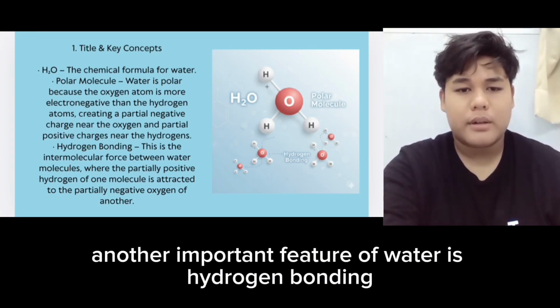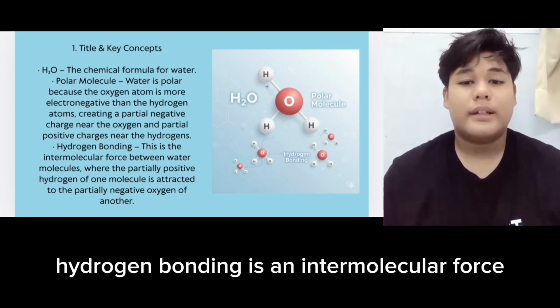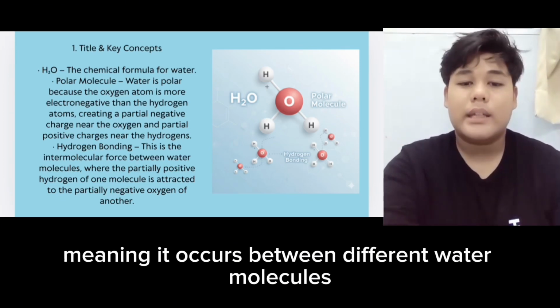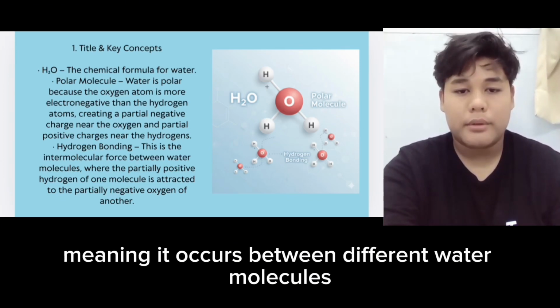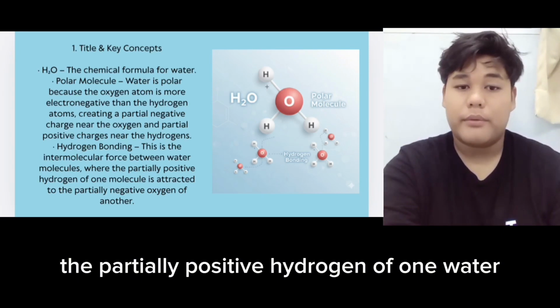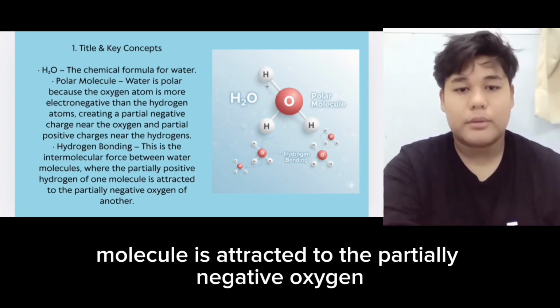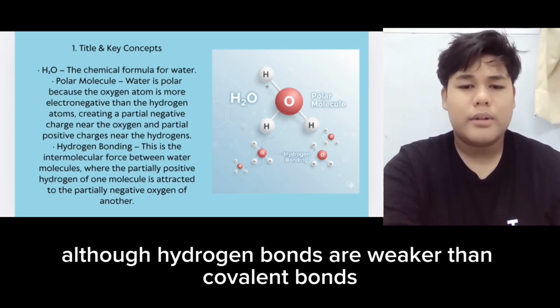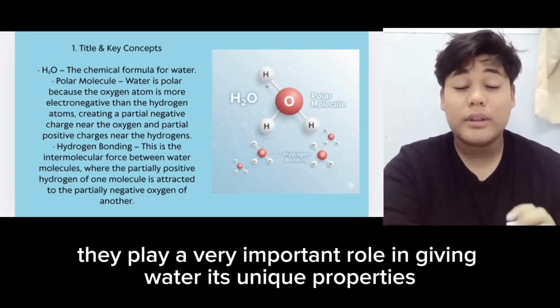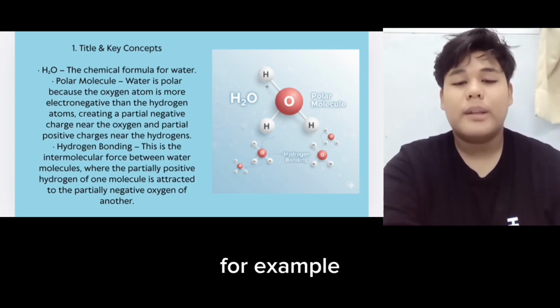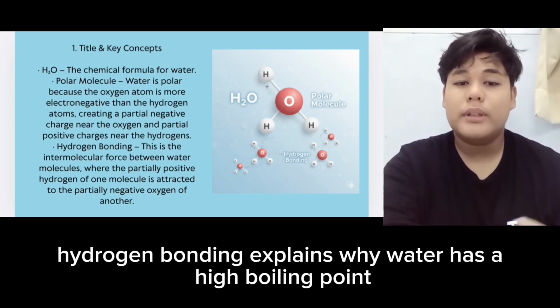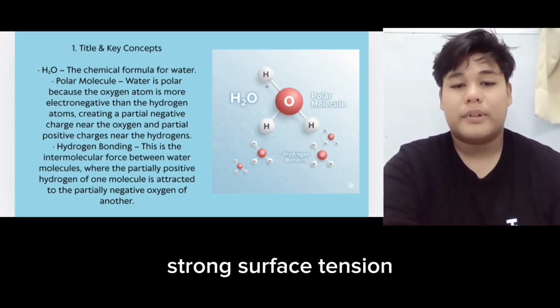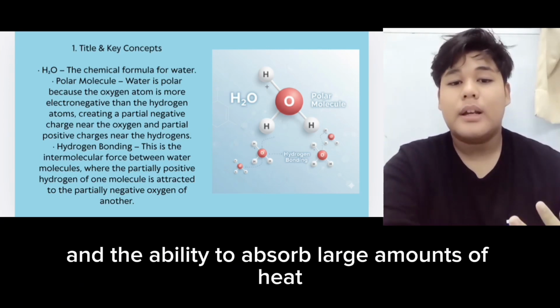Another important feature of water is hydrogen bonding. Hydrogen bonding is an intermolecular force, meaning it occurs between different water molecules. The partially positive hydrogen of one water molecule is attracted to the partially negative oxygen of another water molecule. Although hydrogen bonds are weaker than covalent bonds, they play a very important role in giving water its unique properties. For example, hydrogen bonding explains why water has a high boiling point, strong surface tension, and the ability to absorb large amounts of heat.